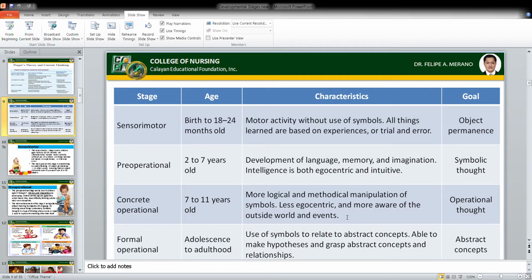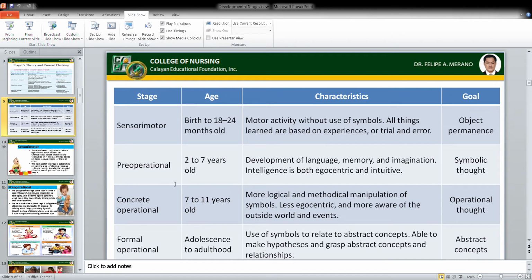Next, these are the characteristics and goal of the different stages according to age and according to stage made by Piaget in the cognitive development. So number one is sensorimotor. The characteristic is motor activity without use of symbols. All things learned are based on experience or trial and error. So the goal is object permanence. So in this stage, they use symbols as part of their learning process.